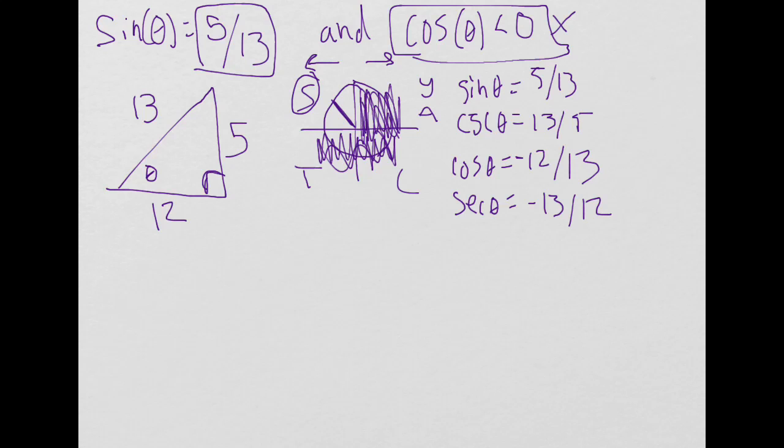Last two, tangent of theta. Tangent is opposite over adjacent, so 5 over 12. Well, is it positive or is it negative? Again, look at the quadrant we're in. Only sine is positive there, so tangent has to be negative. Last one, cotangent of theta. Just flip it, negative 12 over 5. And you're done.